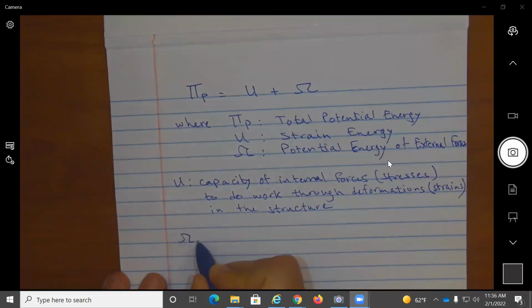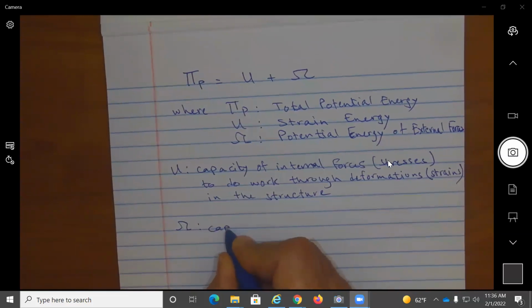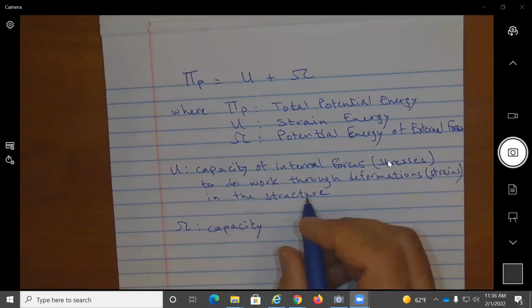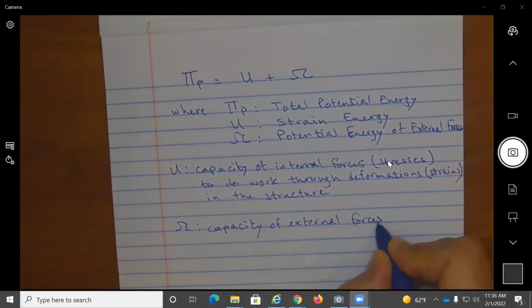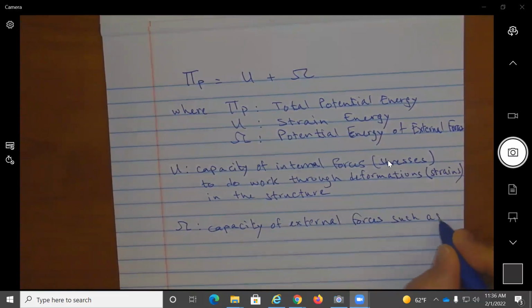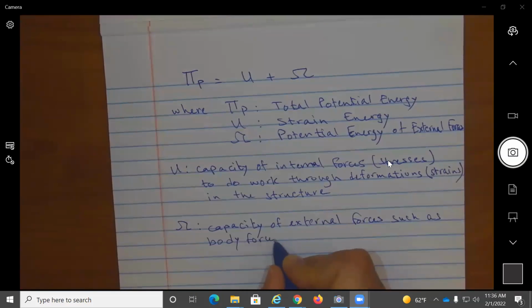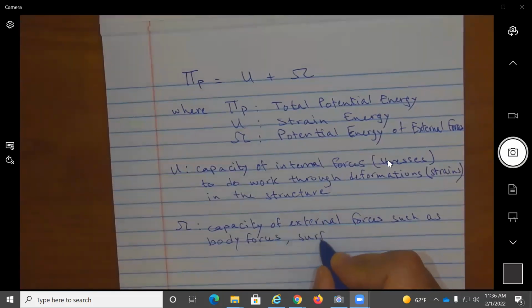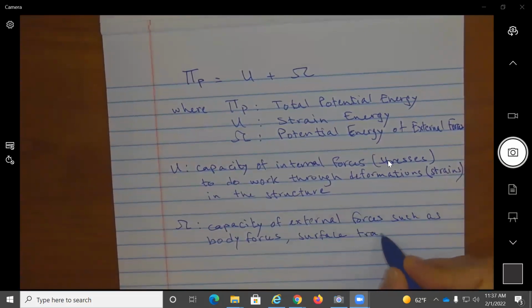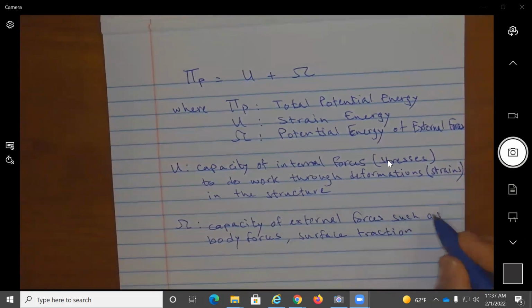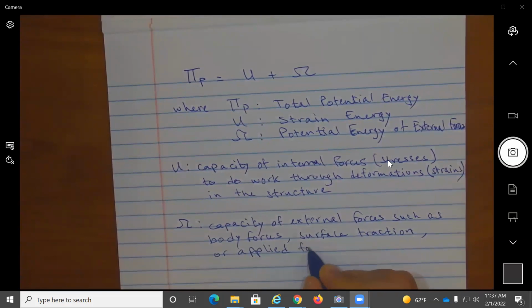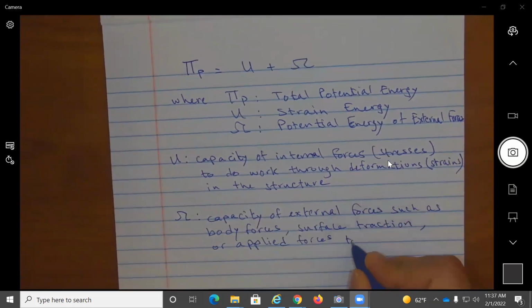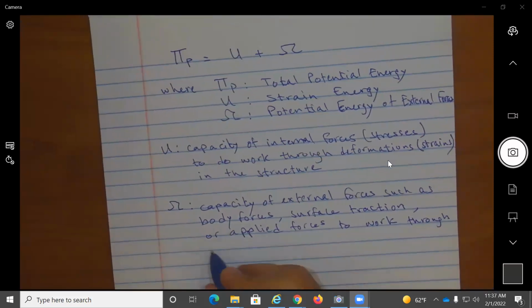While omega is the capacity of the external forces, such as body forces, of course, like gravity, surface traction, or applied forces, to work through the deformation of the structure.